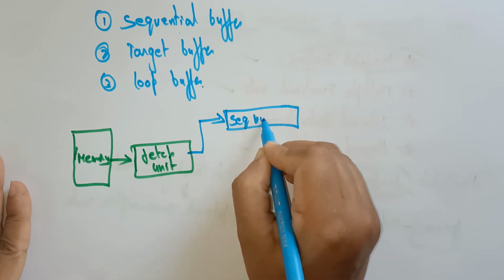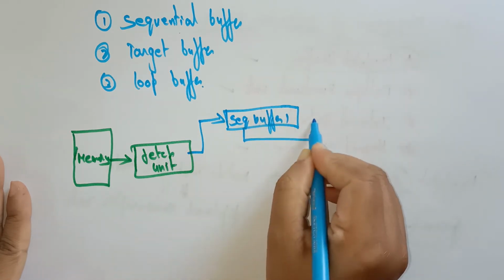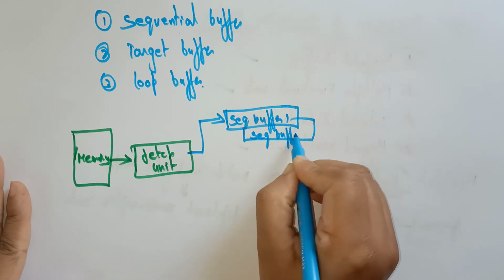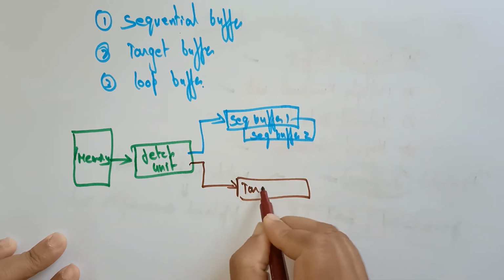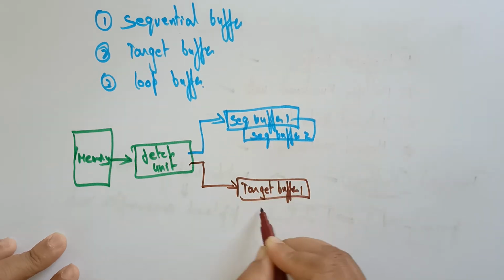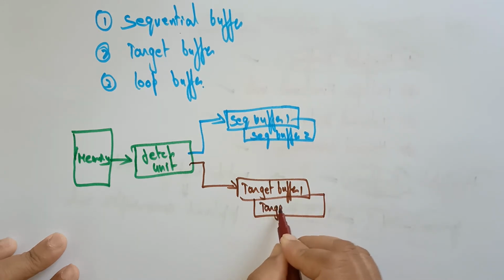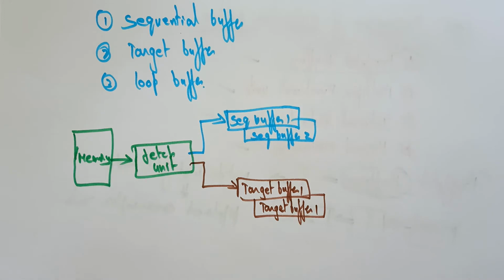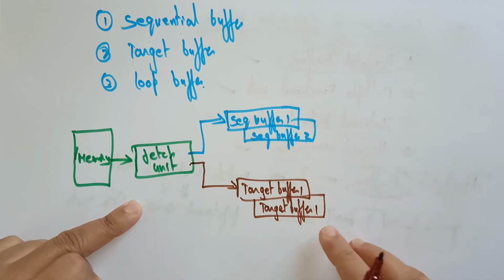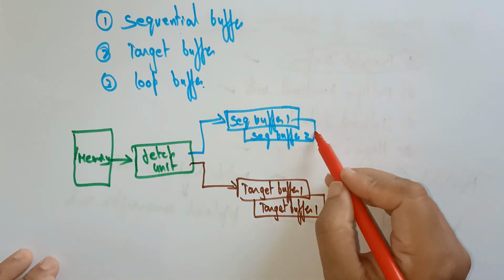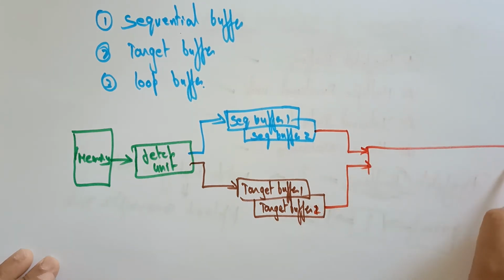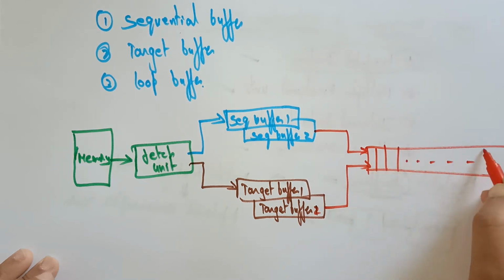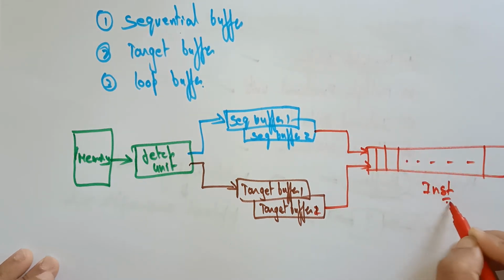This is sequential buffer 1 and sequential buffer 2. Coming to another type of buffer, here are target buffer 1 and target buffer 2. I'll explain what these buffers are. The data that is fetched from the memory will be distributed to the sequential buffer and the target buffer, and later from the sequential buffer as well as the target buffer, that data will be sent to the instruction pipeline to perform the operations. This is the instruction pipeline.